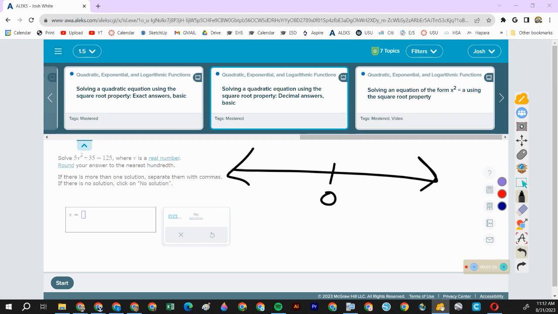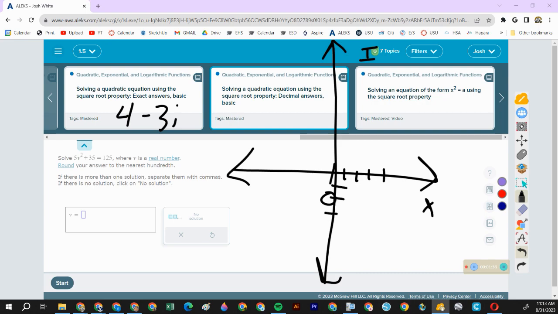So where do they land? You can graph imaginary numbers like this. So this is our x-axis, and this could be our imaginary axis. So 4 minus 3i, we could graph it as 1, 2, 3, 4, 1, 2, 3, right there.